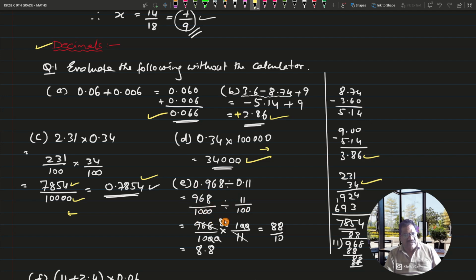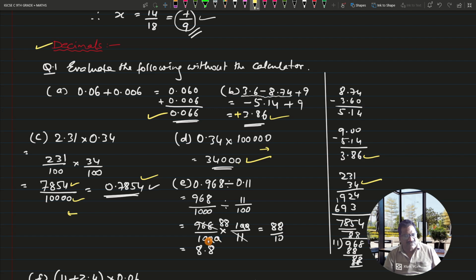Now, here what I am doing is converting this division into multiplication. There's a rule that if you convert decimal division into multiplication, the fraction after the division sign will get inverted. So this becomes 968 upon 1000 multiplied by 100 upon 11, right?